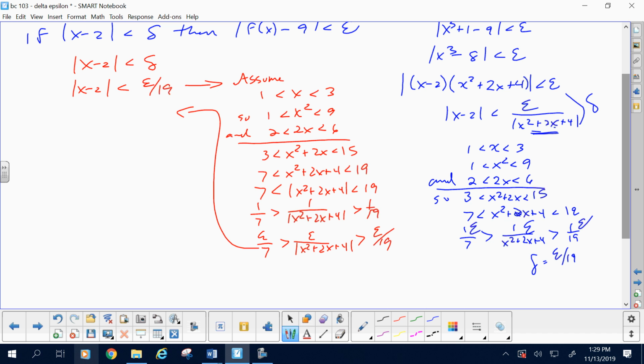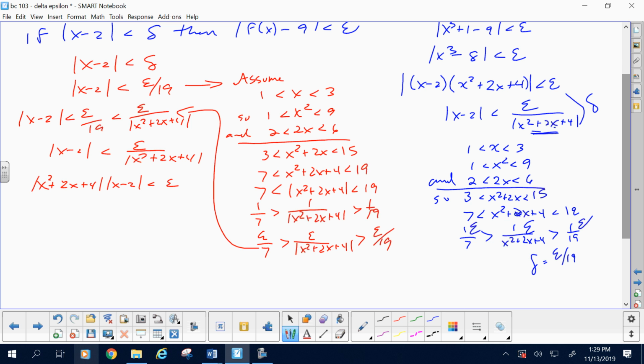Now I'm ready to go back and finish my proof up strong. X minus 2 is less than epsilon over 19, and I just demonstrated that epsilon over 19 has to be less than epsilon over the absolute value of x squared plus 2x plus 4 for x close to 2. And so, x minus 2 must be less than epsilon over x squared plus 2x plus 4. So x minus 2 times x squared plus 2x plus 4 is x cubed minus 8, and x cubed minus 8 is the same as x cubed plus 1 minus 9. That is f of x minus 9. Boom. Alrighty then.